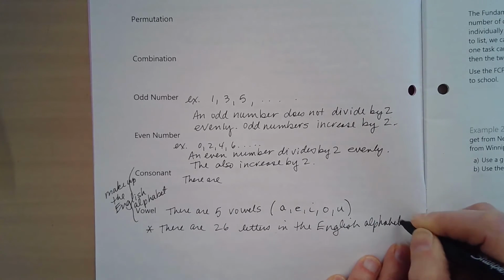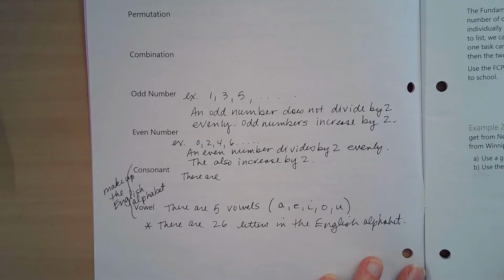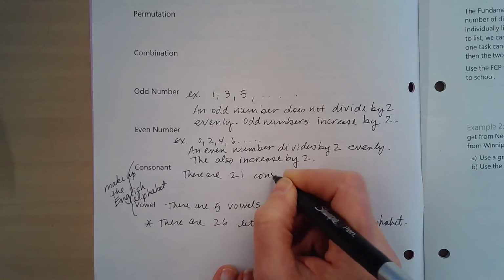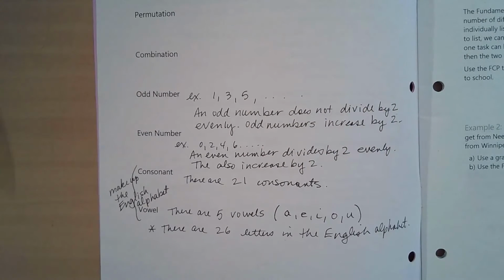Now, you might be thinking, why is she telling me this? Well, some of our questions are going to involve counting all the vowels in a situation or counting all the consonants. So there are 21 consonants, and Y is regarded as a consonant.